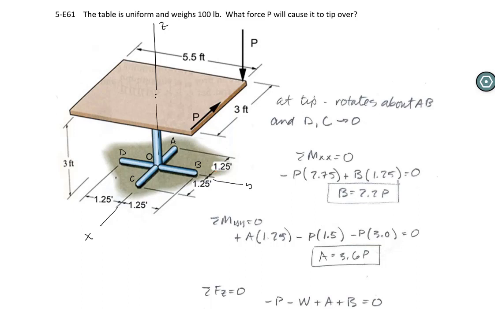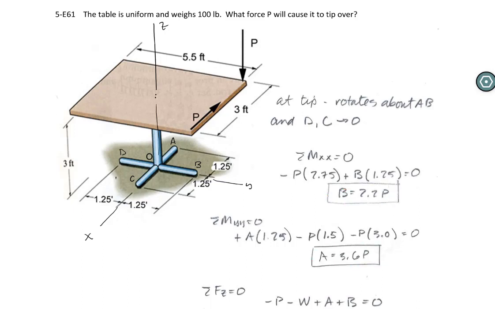Now what is resisting, let's say, about the y-axis? We know that D is equal to 0 when B goes through the y-axis, and C goes to 0 at the end of the day. So A is pushing up like this, and it has this lever arm of 1.25. Again, I can't solve for anything yet, but I have A as a function of P as well.